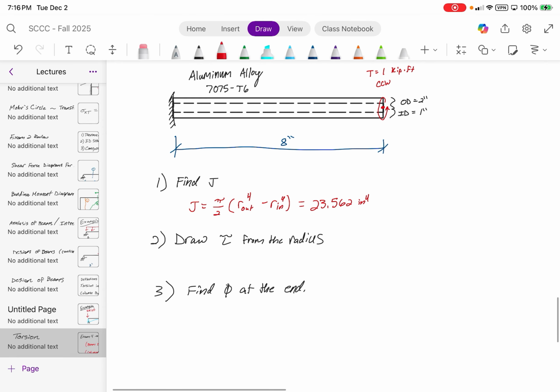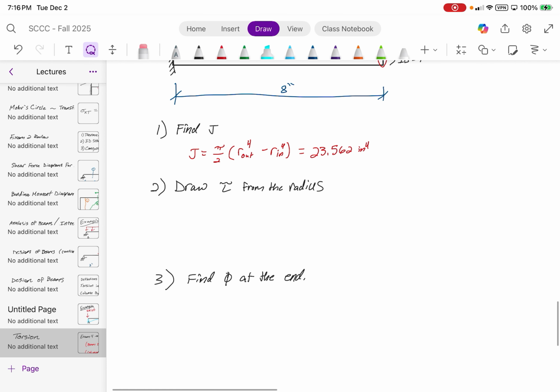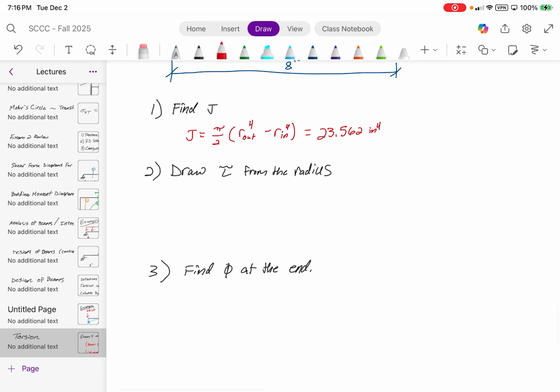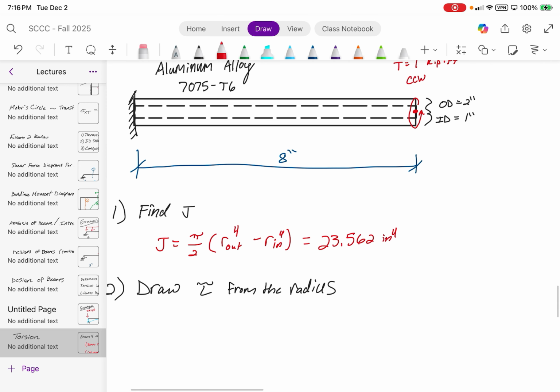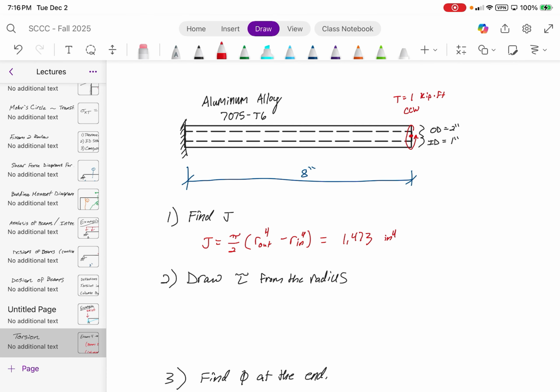From there, I asked you guys to draw how the shear stress looks, but before I do that, I want to just jump straight to problem 3. Did you use the diameter for that question or radius? Like to find J? Good point. It should be 1 minus 0.5. I messed that up. So that would be 1.473 inches to the fourth. That's the correct answer. Big difference, so thank you for that.